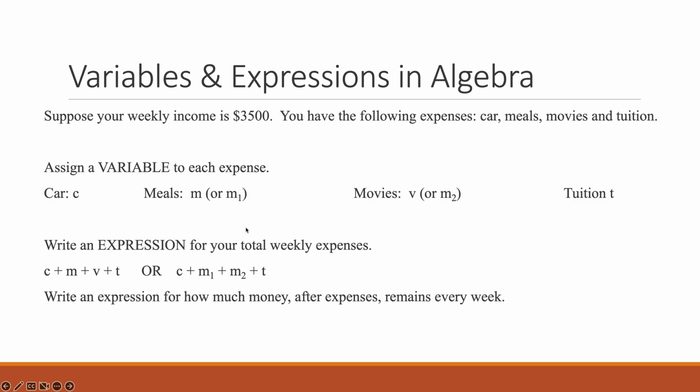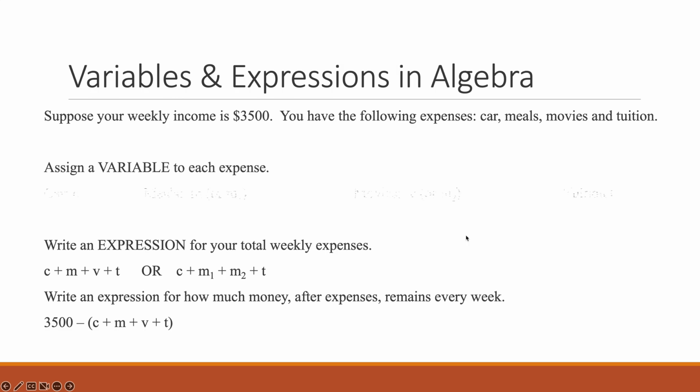Write an expression for how much money after expenses remains every week. Go ahead. Okay, that would be $3,500, the amount you started with, take away those expenses, namely C plus M plus V plus T. And it is extremely important that you put that in the parentheses, because you're taking the whole thing away. You're taking the group of expenses away, and parentheses are called grouping symbols.